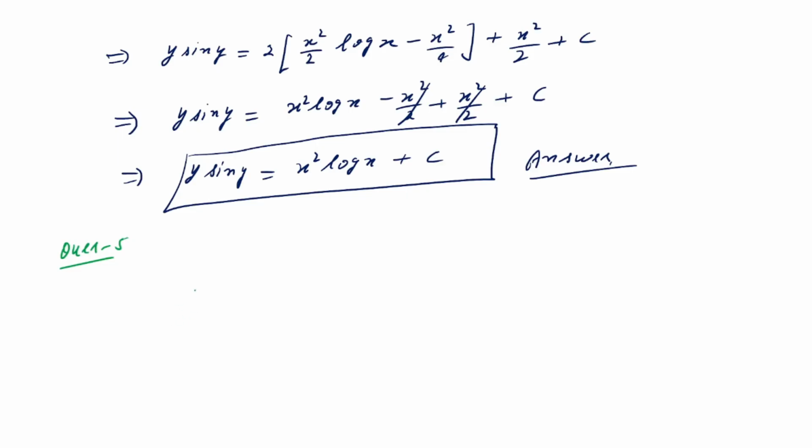Solve x dy upon dx plus cot y is equal to 0, given y is equal to pi by 4, where x equals root 2.